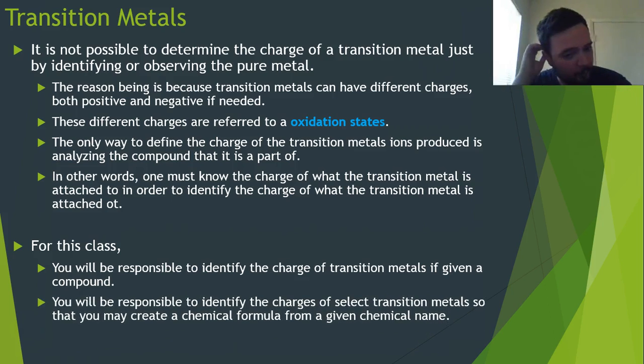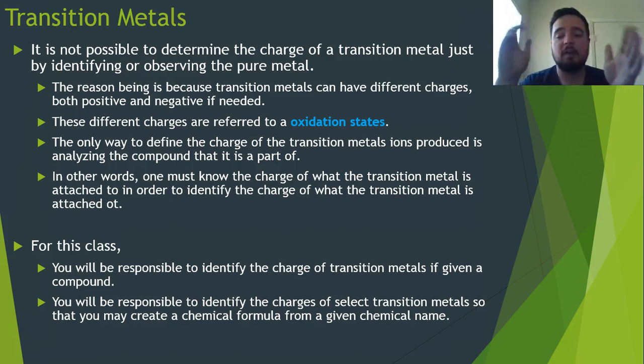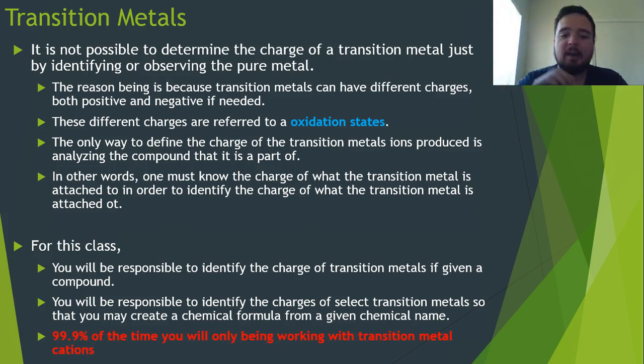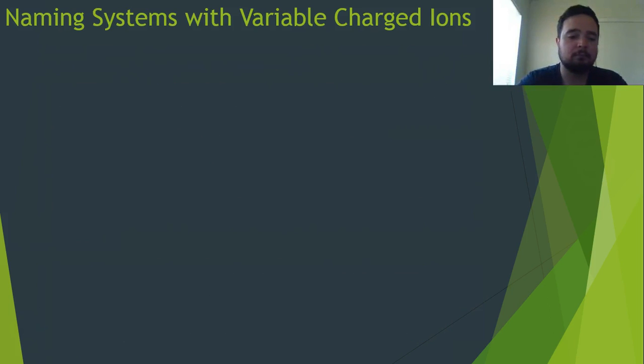You also will be responsible for identifying the charges of select transition metals so you can create chemical formulas from a given chemical name. If I give you a chemical name, based off that name, you should be able to tell me what the charge of that metal is and determine the chemical formula. But 99% of the time, you'll be working with transition metals that are cations. There might be one or two that actually have negative charges, but a majority of the time, it's going to follow the same trend as metals forming cations.